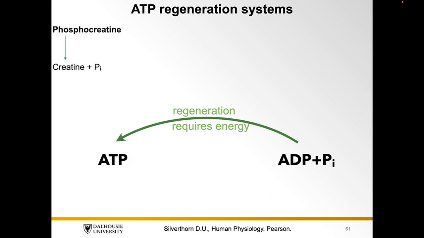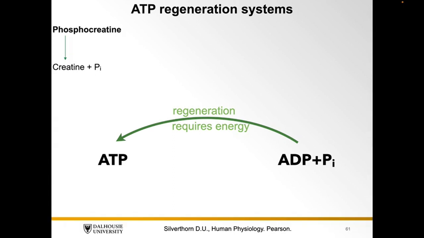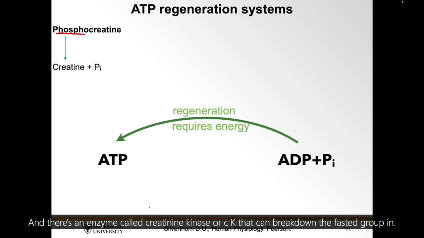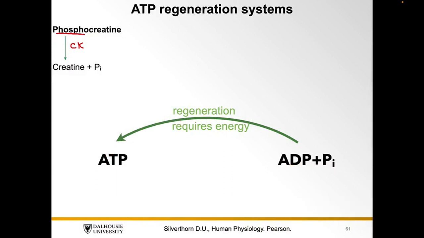There's 3 different ways. The first way is via phosphocreatine. As the name says, phosphocreatine has a phosphorus group. And there's an enzyme called creatine kinase, or CK, that can break down the phosphate group on the phosphocreatine and basically give it to ADP in order to form ATP. So that's the first way that the cells can regenerate the ATP.